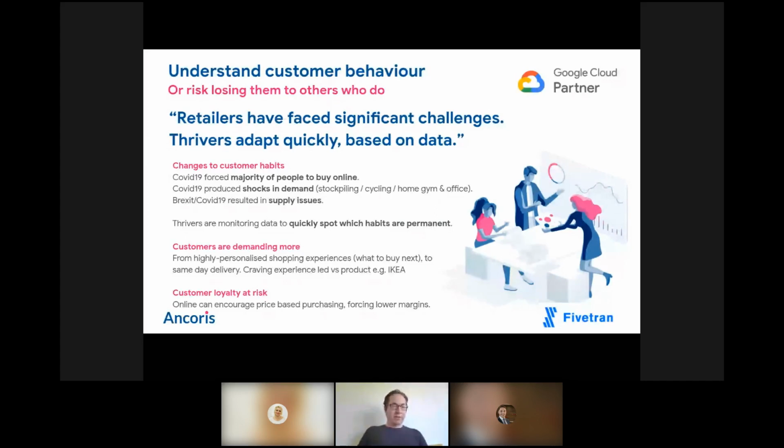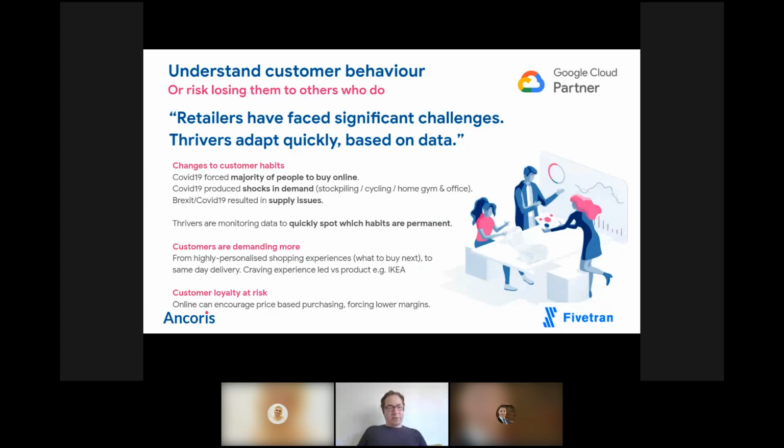Related to that, of course, is Brexit, which, again, we're working with a number of retailers on, and there are lots of supply issues that we're seeing. There's lots of increase in delivery costs. So unfortunately, there are a lot of challenges at the moment. The key point here is, again, thrivers are monitoring data quickly, and they're able to spot which of these habits are permanent and which of these habits are purely pandemic related.